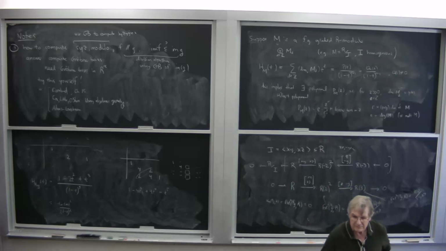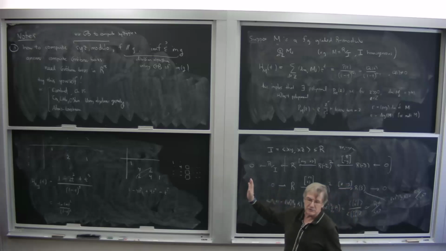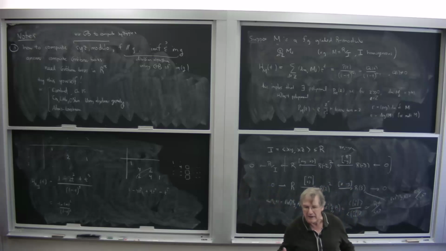Is there a command in Macaulay to simplify the inverse series? Oh yeah, it's called reduceHilbert, and it will get rid of as many of these 1 minus t's as you want. That existed before other facilities were around, and I just tend to use it. It's nice because it keeps things in factored form and so on.